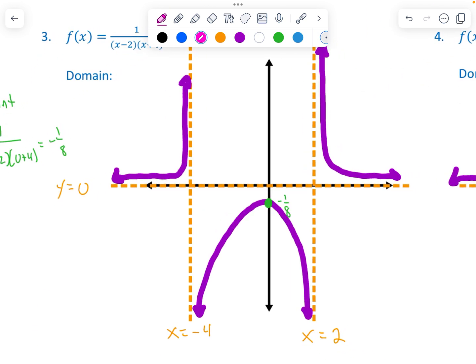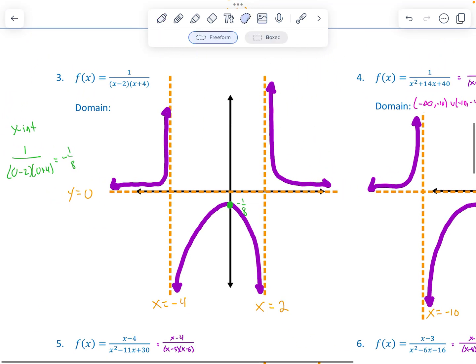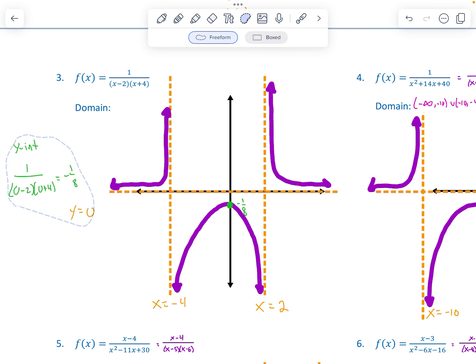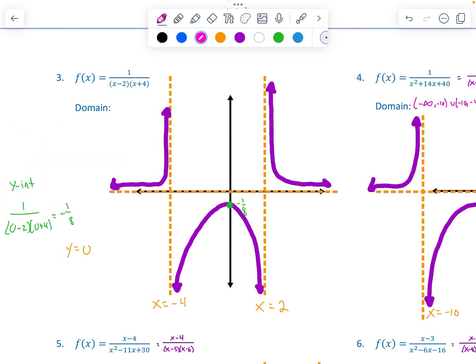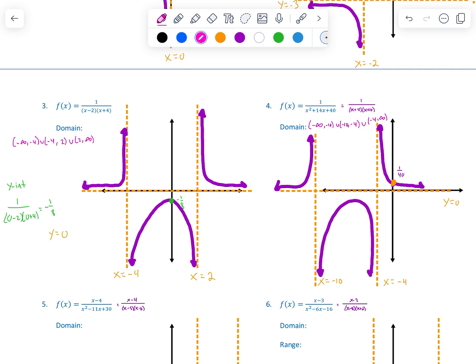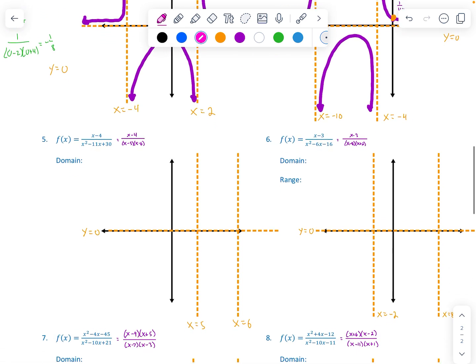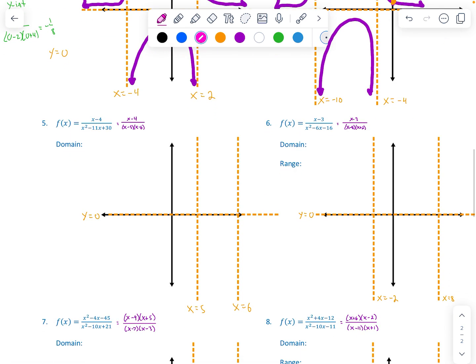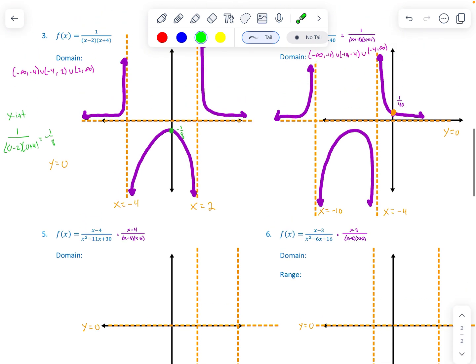Okay, coming back over here to number 3. We'll just write the domain over here. So this is -infinity to -4, union -4 to 2, union 2 to infinity. So just like number 4. So the domain's done in the same way all the time. So once you get it, it's pretty easy because you kind of do the same thing all the time. It's just different numbers that you're plugging into these spots, like here, here, here, and there.